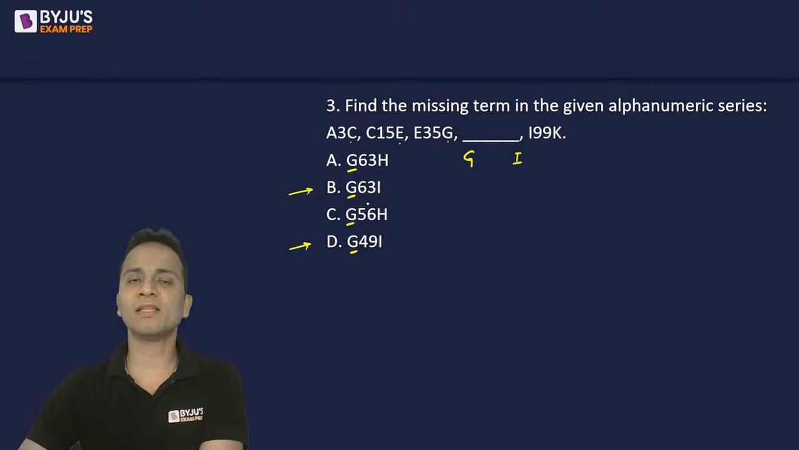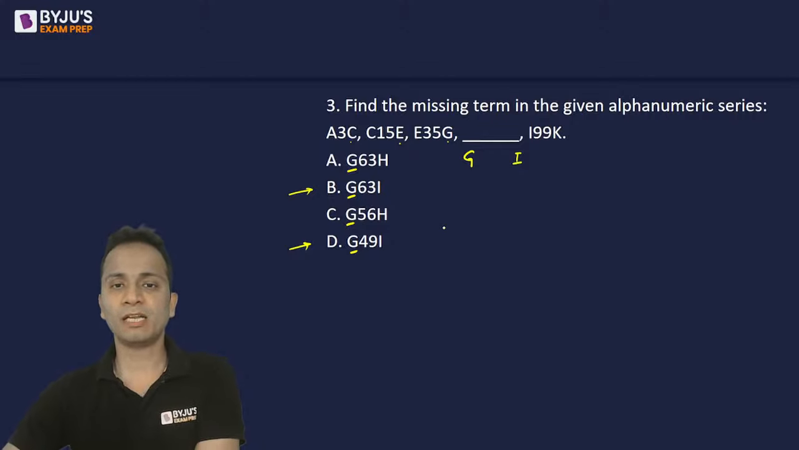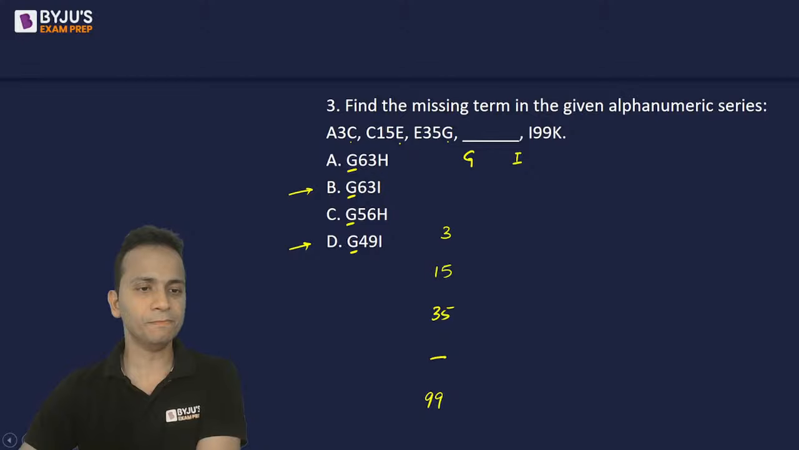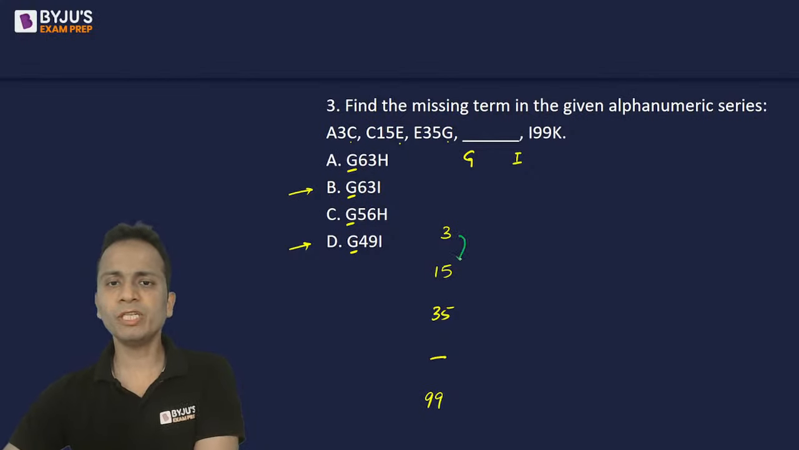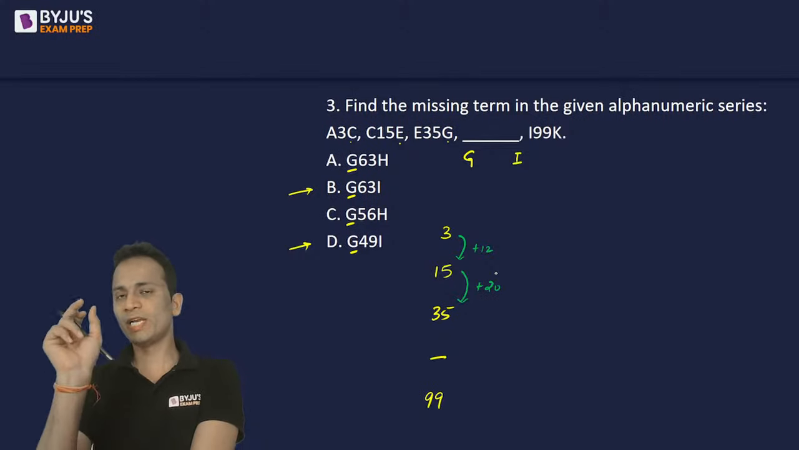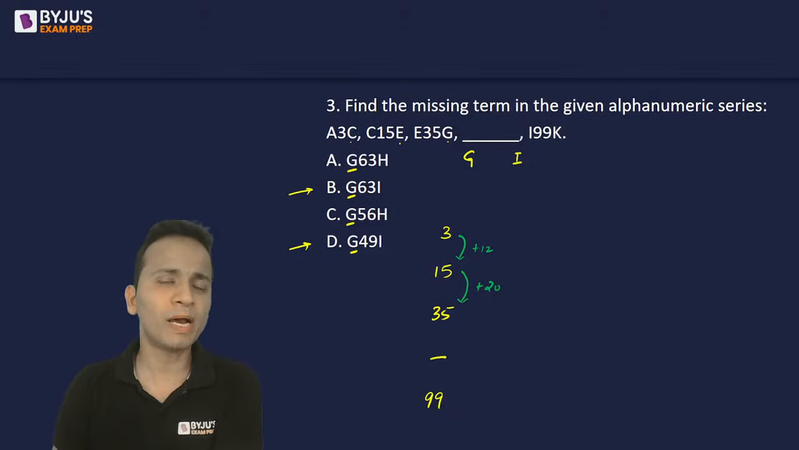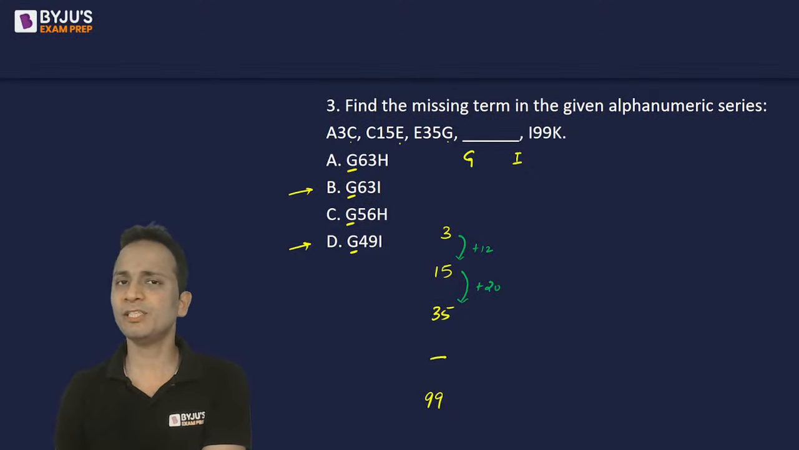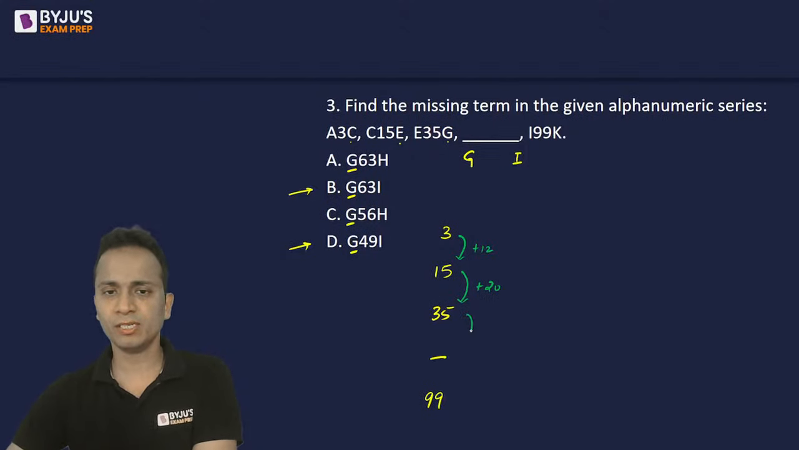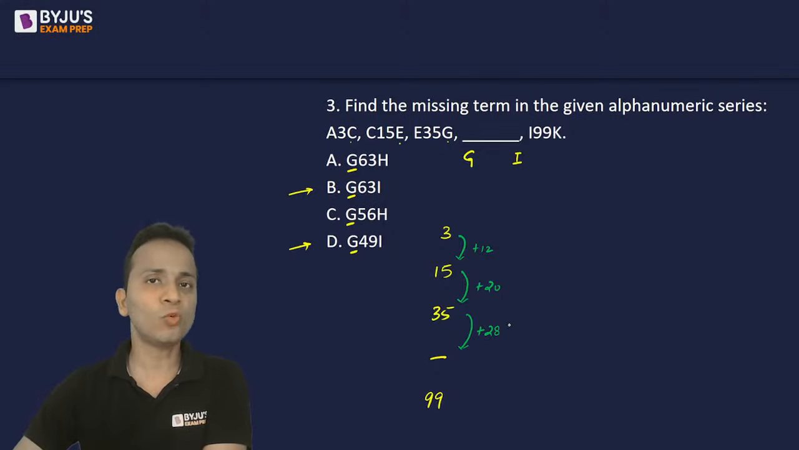Now the important thing is the middle part, the number. The number is 3, 15, 35, dash, and 99. Now 3 plus 12 is 15, 15 plus 20 is 35. So earlier the difference was 12, now the difference is 20. The difference has increased by 8. Aisa bol sakte hain ki difference 8 se increase hua hai. So if I apply the same thing and increase the difference by 8, in the next case the difference should be 28.